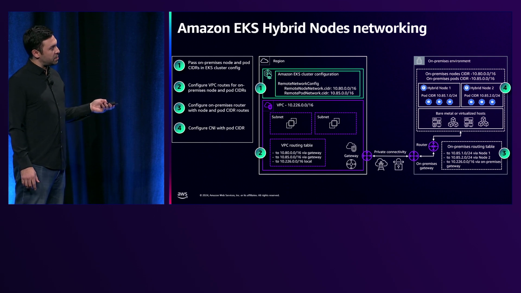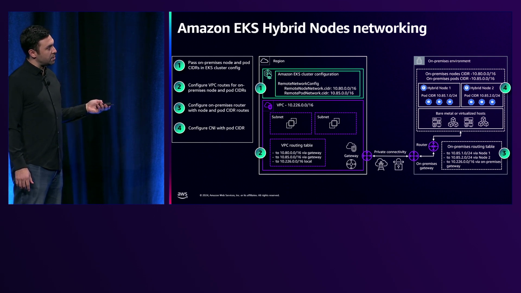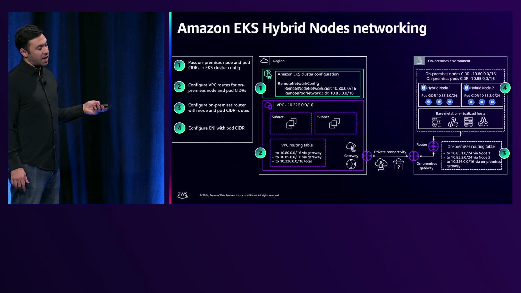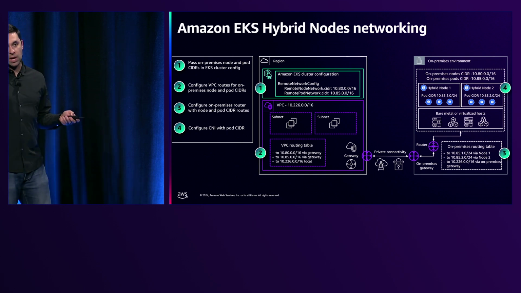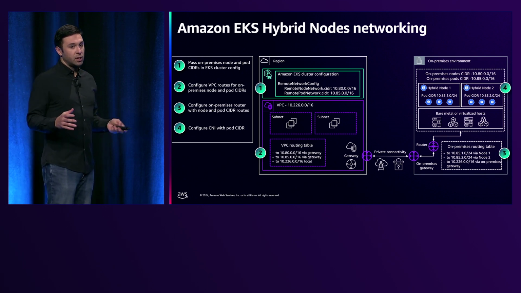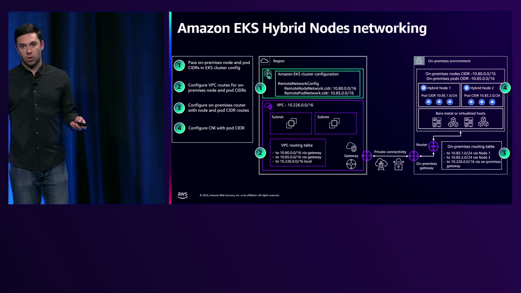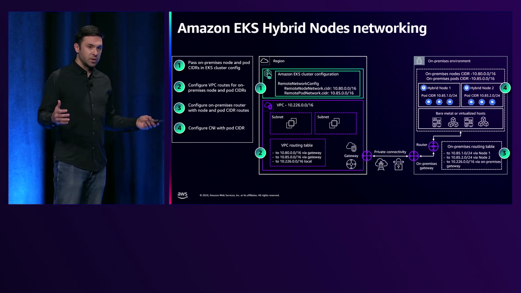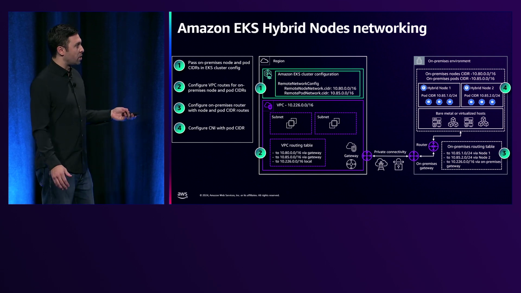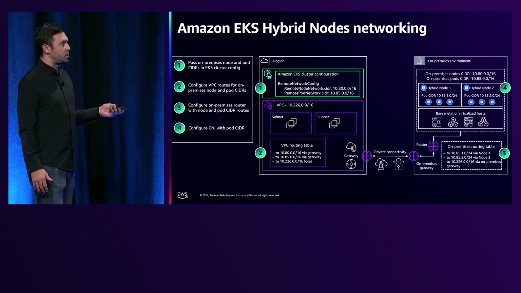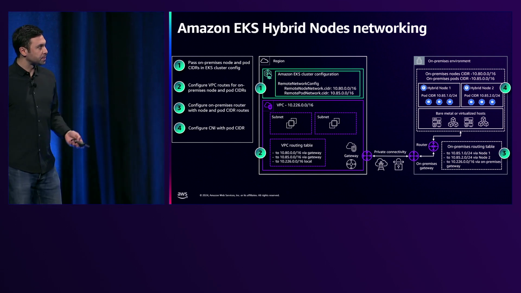The next thing that needs to be in place here is this VPC routing table. You need to configure that remote node network and that remote pod network with a path to the gateway that you're using to exit that VPC. Usually this will be a transit gateway or a virtual private gateway, but there are some other ways to do it as well. The important thing is that these two routes need to be in that routing table.